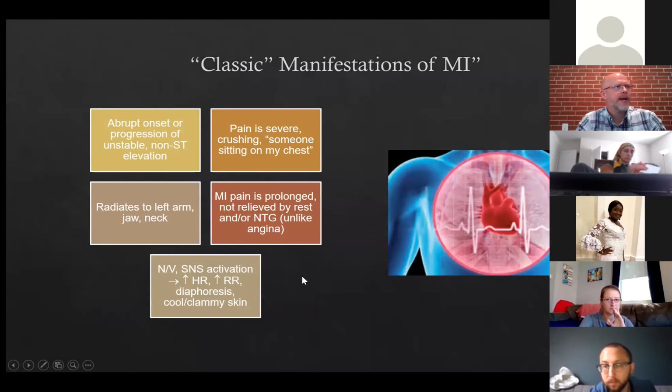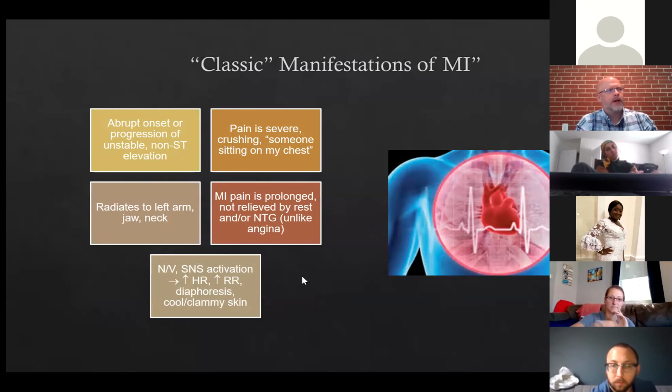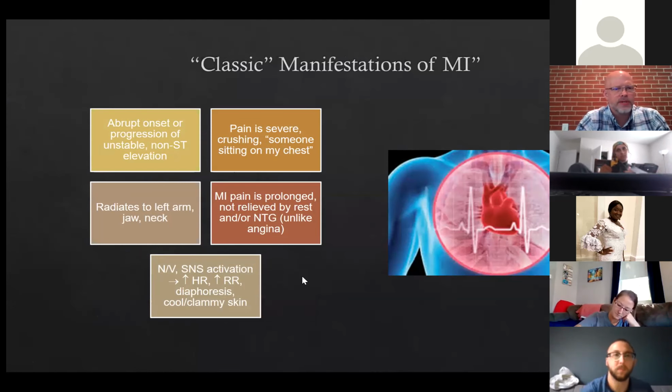All right, so some classic signs of an MI. Abrupt onset or progression of unstable pain, severe crushing pain in the chest, can radiate to the left arm or the jaw. It's prolonged and not relieved by rest or nitroglycerin. Your patient may also have an elevated heart rate and respiration rate. They could be cool and clammy and have diaphoresis.